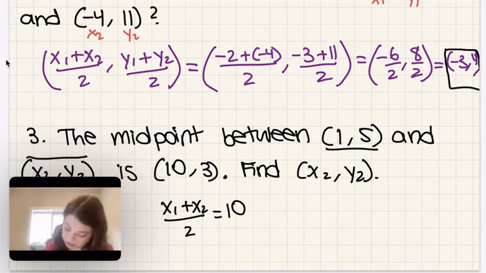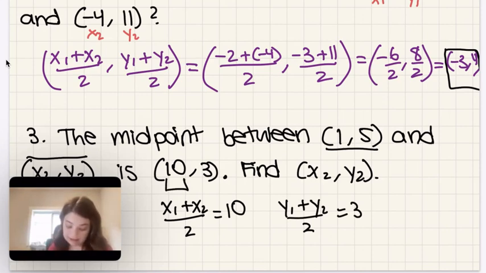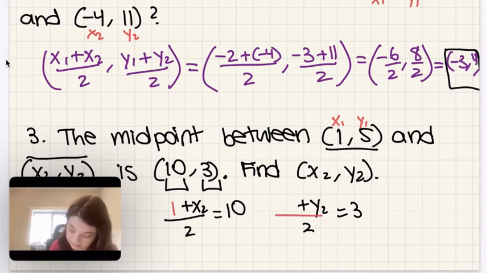And we also know that y1 plus y2 divided by 2 must equal 3, because they told us the x coordinate of our midpoint is 10 and the y coordinate is 3. They also told us x1 and y1. They gave us one of the points. So I'm going to erase this and plug that in. x1, they told us it was 1, and y1, they told us it was 5. And we're trying to find x2, y2.